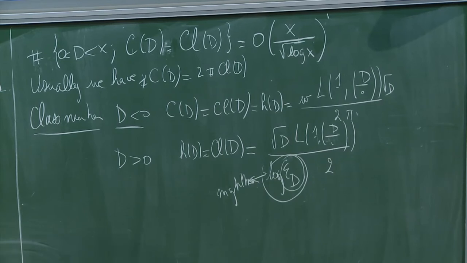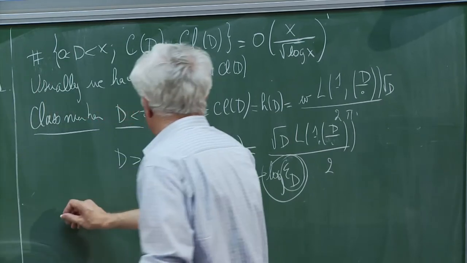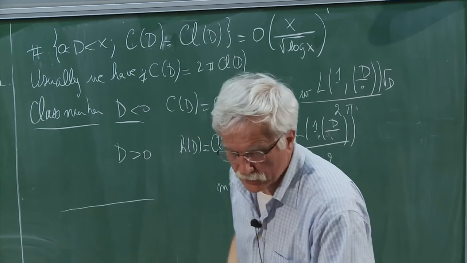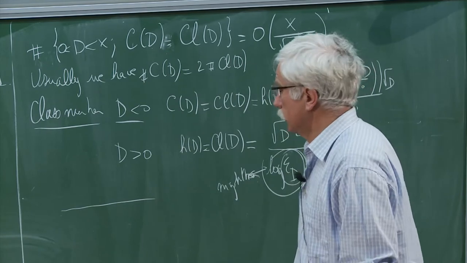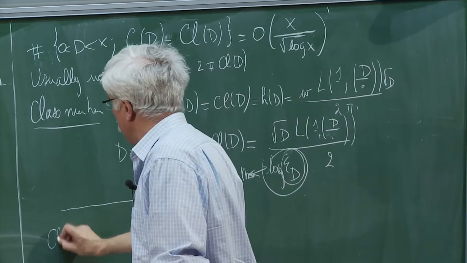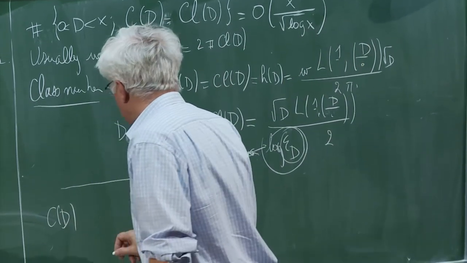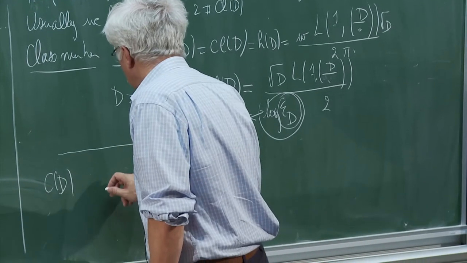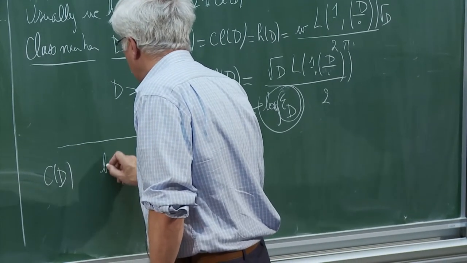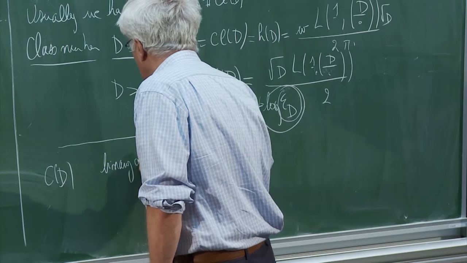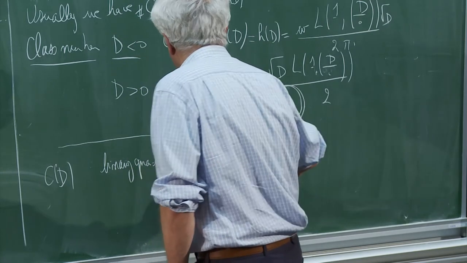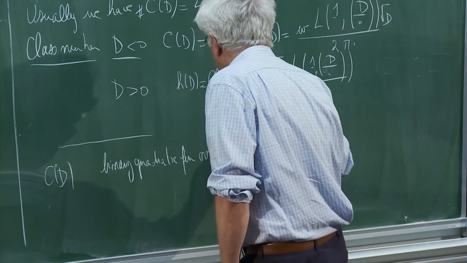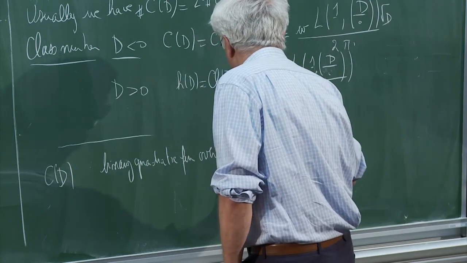Yes, another thing which is interesting is that, of course, you are thinking of Gauss. Gauss was thinking of a quadratic form. Of course, CD can be interpreted by a binary quadratic form over Z via the action of SL2 of Z.